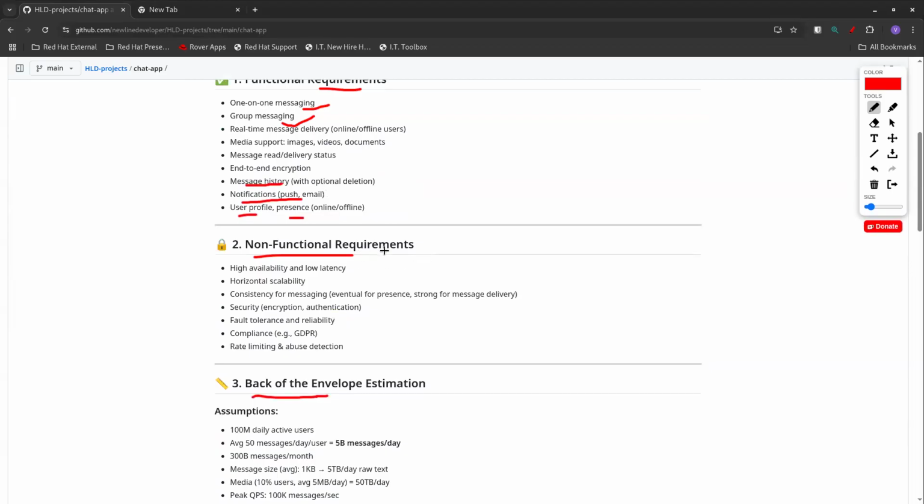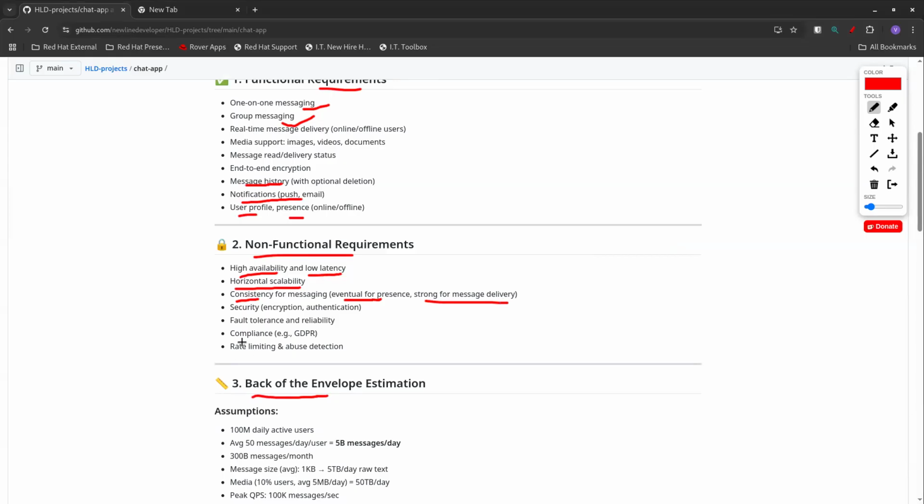And what are the non-functional requirements? The system should be highly available with low latency. It should be horizontally scalable as well, so it can handle millions of users at the same time. Consistency for messaging: eventual for presence, strong for message delivery. Eventual means we can expect some delay for user presence, but message delivery should have very strong consistency. When they send a message, it should immediately be sent to the end user. That is strong consistency, and we need that.